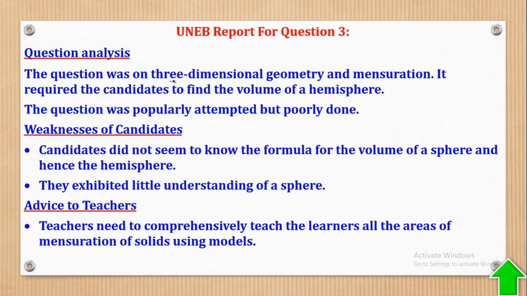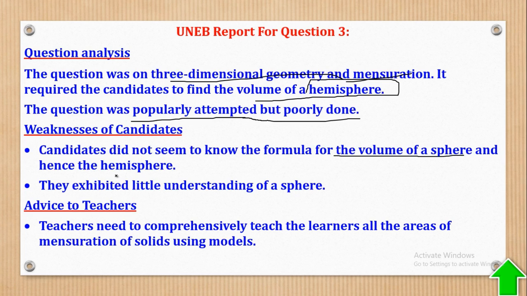So the question was on three-dimensional geometry and mensuration. It required the candidates to find the volume of a hemisphere. The question was popularly attempted but poorly done. So this means that most students attempted this question, but very many who attempted got it wrong. The reason is because some candidates did not seem to know the formula for volume of a sphere and hence a hemisphere. So for you to easily know the volume of a hemisphere, you must know the volume of a sphere. They exhibited little understanding of a sphere.